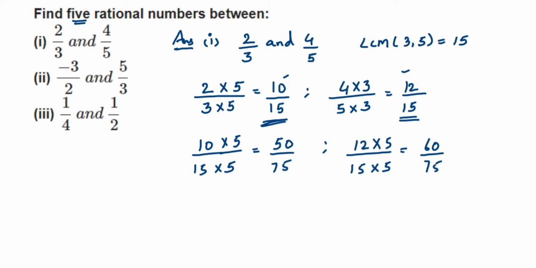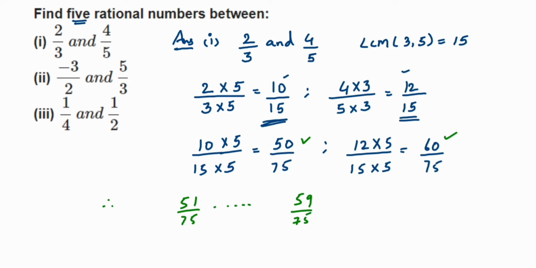Now if you observe, between 50 and 60 there's a lot of gap, right? And from here we can get rational numbers. So it's up to you what number you multiply with, but make sure the gap is large so you can get more numbers from there. So therefore we can take any number. See, we have 51 upon 75, 52 upon 75, I'll just write down here, and so on up to 59 upon 75.